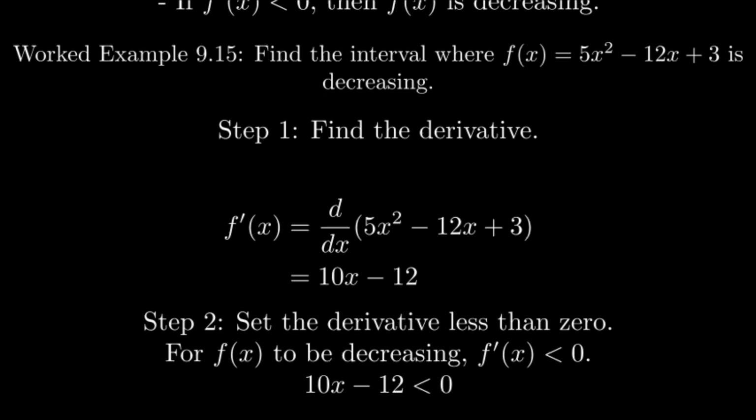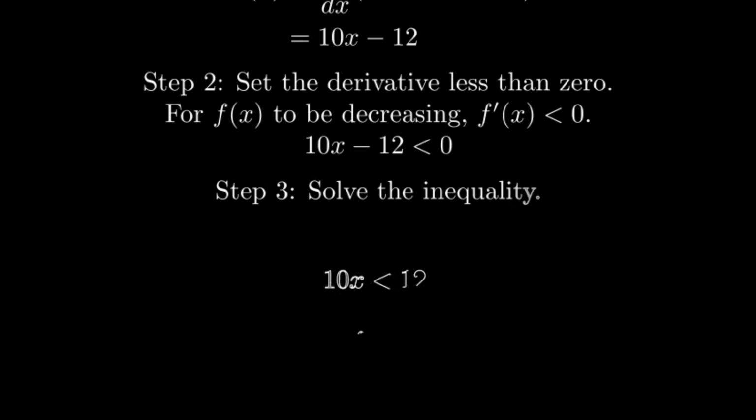Now we want the function to be decreasing, which means we need its derivative to be less than 0. So we set up the inequality. 10x minus 12 is less than 0. Finally, we just solve this simple linear inequality for x. Add 12 to both sides to get 10x is less than 12. Then divide by 10 to get x is less than 1.2. So the function is decreasing for all values of x less than 1.2.